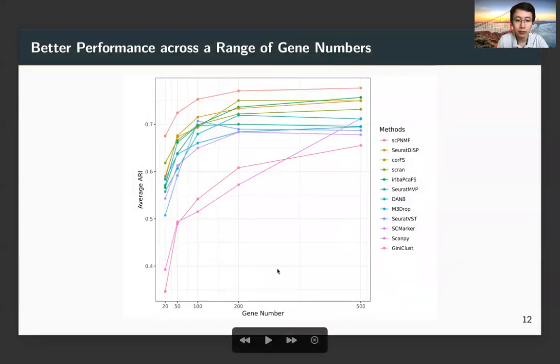We also benchmark these results with a large range of different gene numbers from 20 to 500. Here we can see the average ARI of scPNMF is always higher than other methods. And another interesting phenomenon here is that after 200 genes, almost all methods' performance becomes quite stable. Therefore, these results might inspire us that 200 genes is perhaps a sufficient number for representing the major cell types for different single cell data sets.